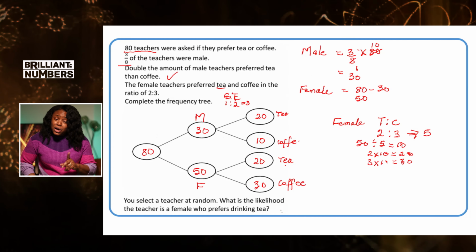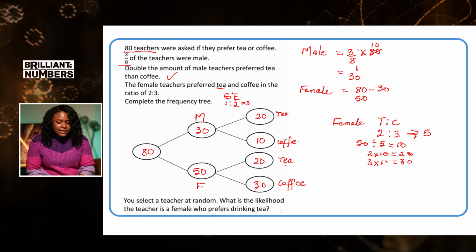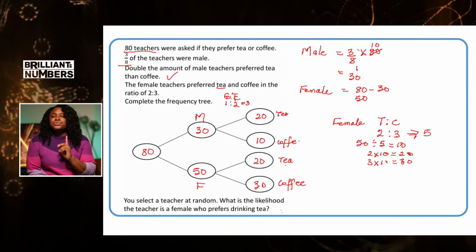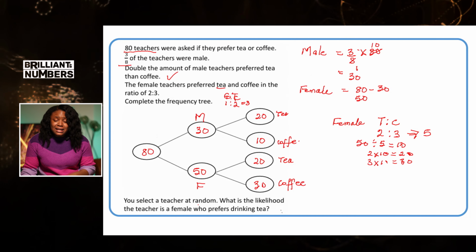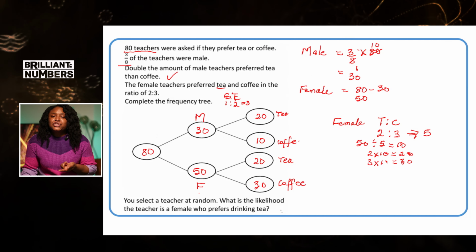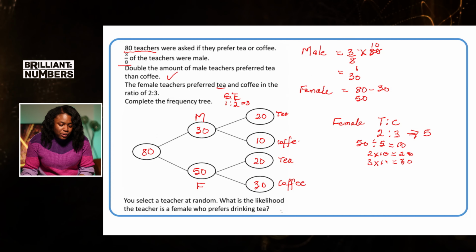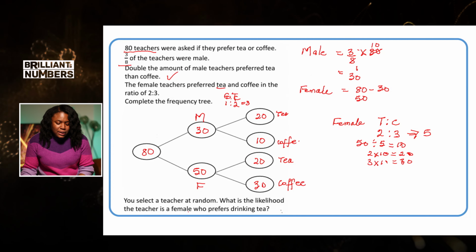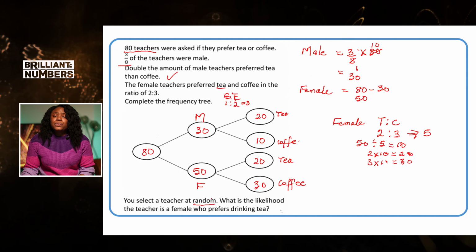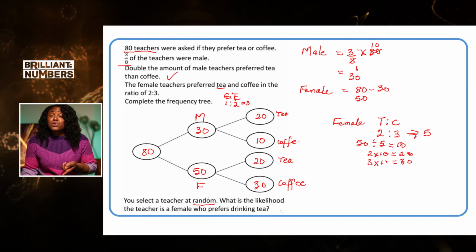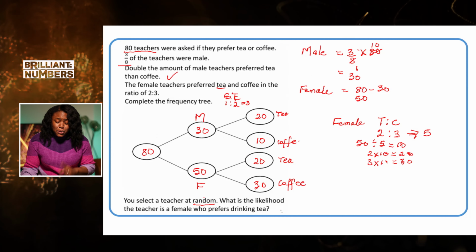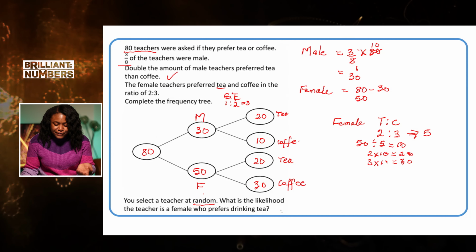Now we've got one question to answer here. So it says, you select a teacher at random. If a teacher is selected at random, when the word random is used, it means out of the entire population. So we know there were 80 altogether. So if a teacher, I'm just going to underline the word random, which is what I also want you to do when you are doing your paper. Give yourself that focus.